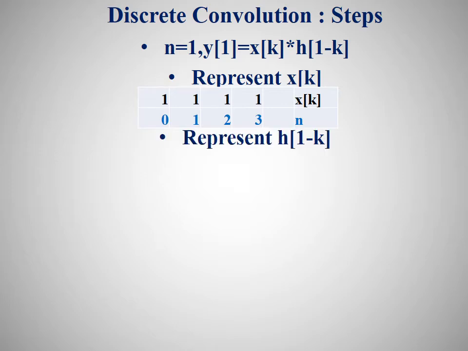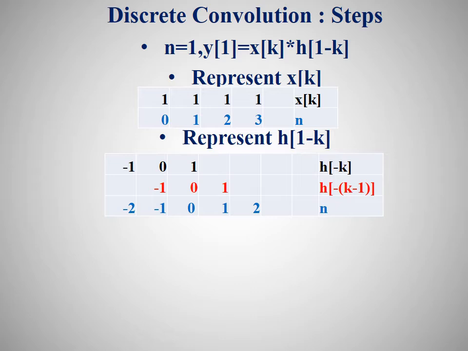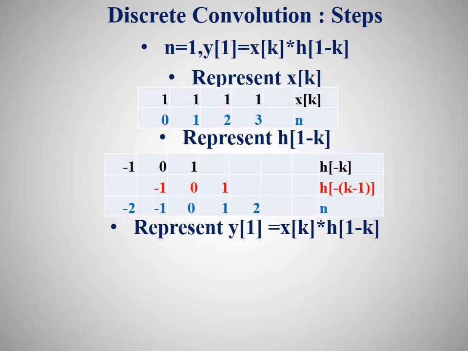So for representing x of k, the steps are as in the previous case. It is at 0, 1, 2 and 3 the values are 1, 1, 1 and 1. Let us try to now represent h of 1 minus k. From our previous case we have got that h of minus k is going to be equal to, at n equal to 0 it is 1, at n equal to minus 1 it is 0, and at n equal to minus 2 it is minus 1.